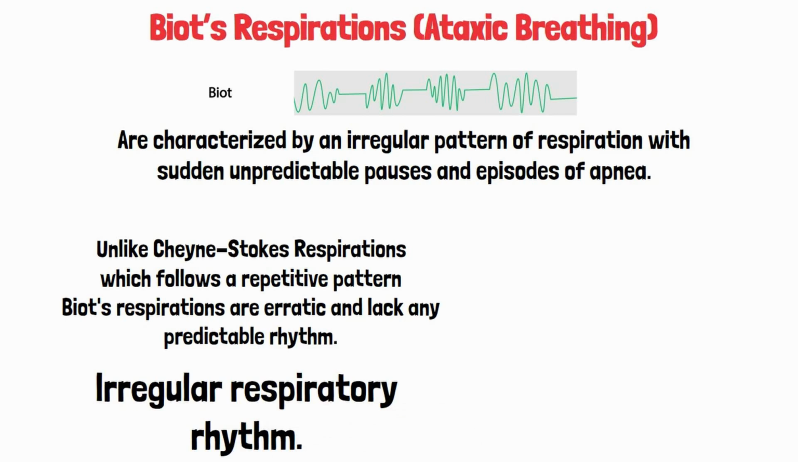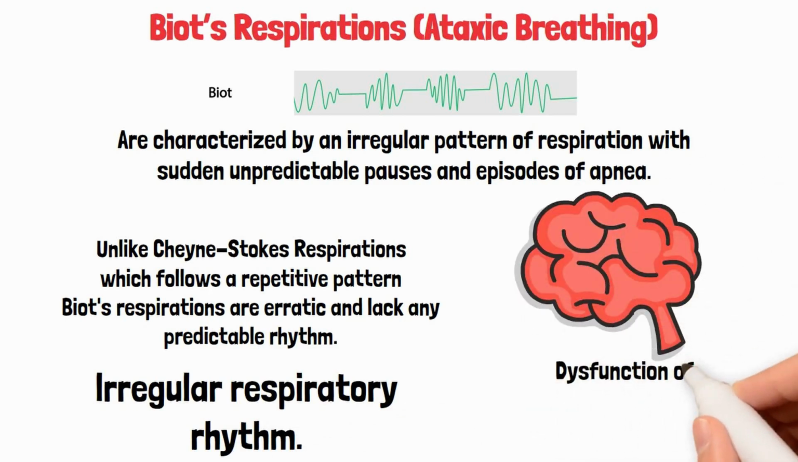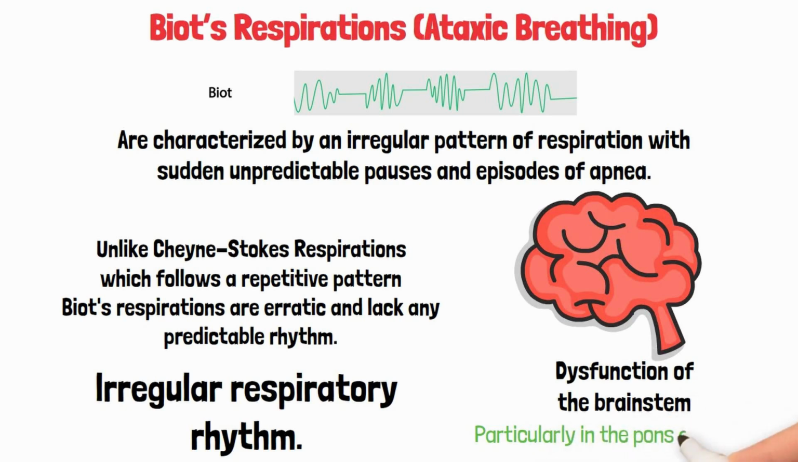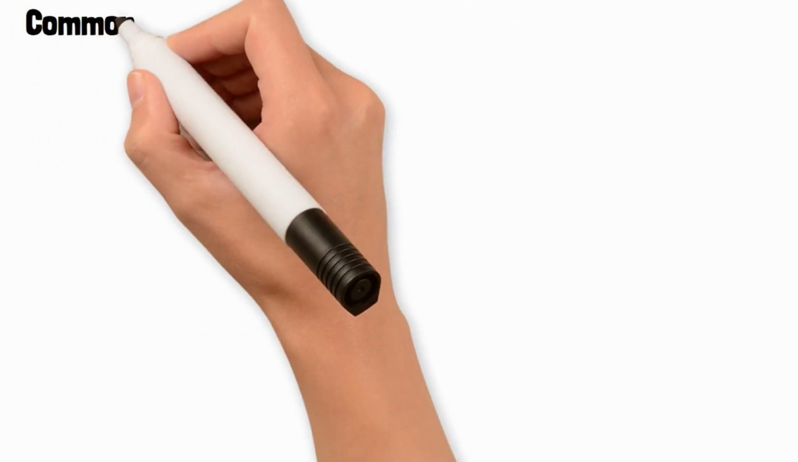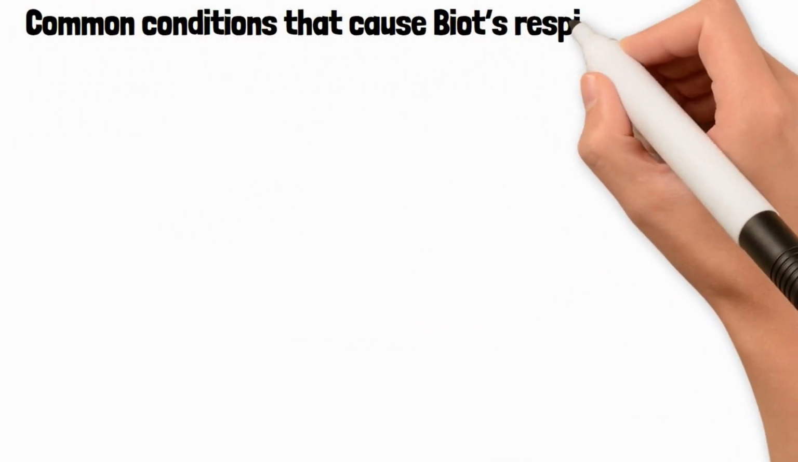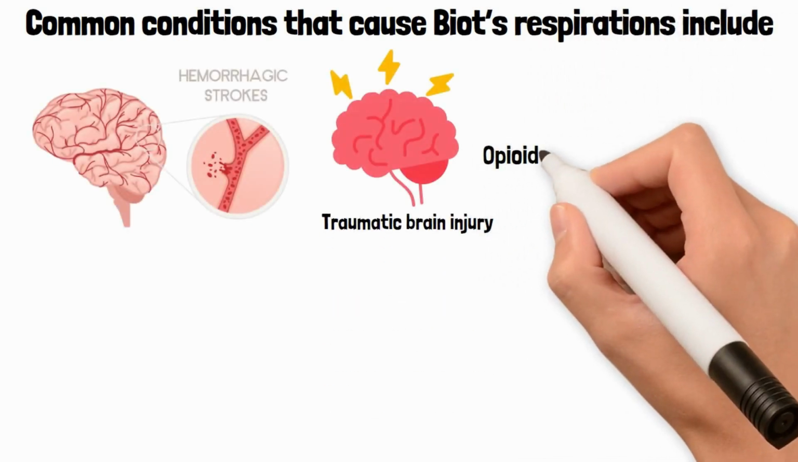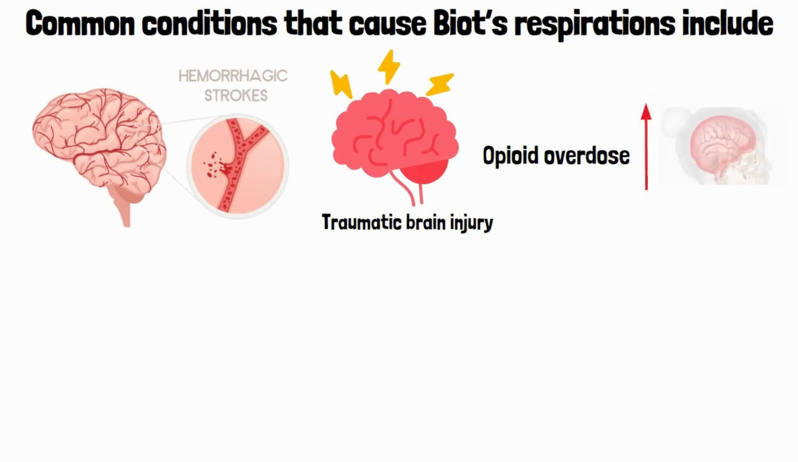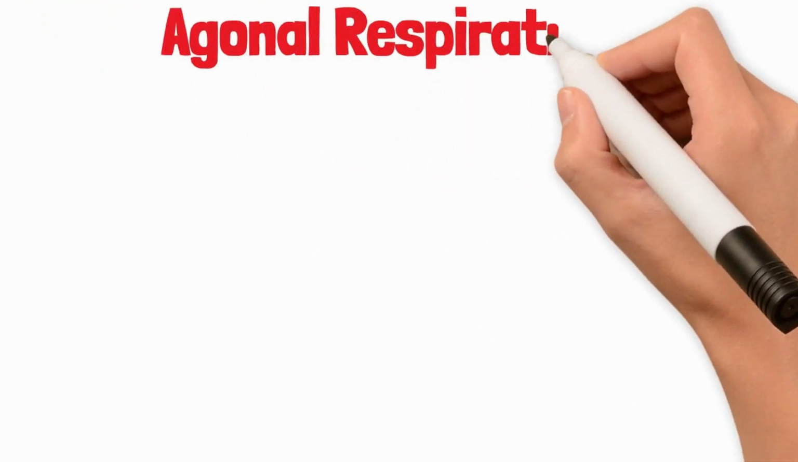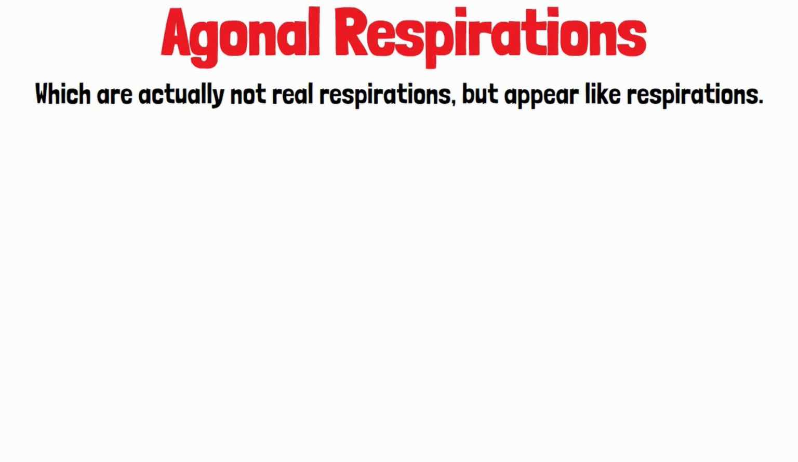This breathing pattern occurs due to dysfunction of the brainstem, particularly in the pons and medulla. Common conditions that cause Biot's respirations include strokes, traumatic brain injury, opioid overdoses, and increased intracranial pressure due to swelling and herniation of the brain. Another type of respiratory pattern is agonal respirations, which are actually not real respirations, but often look like respirations.